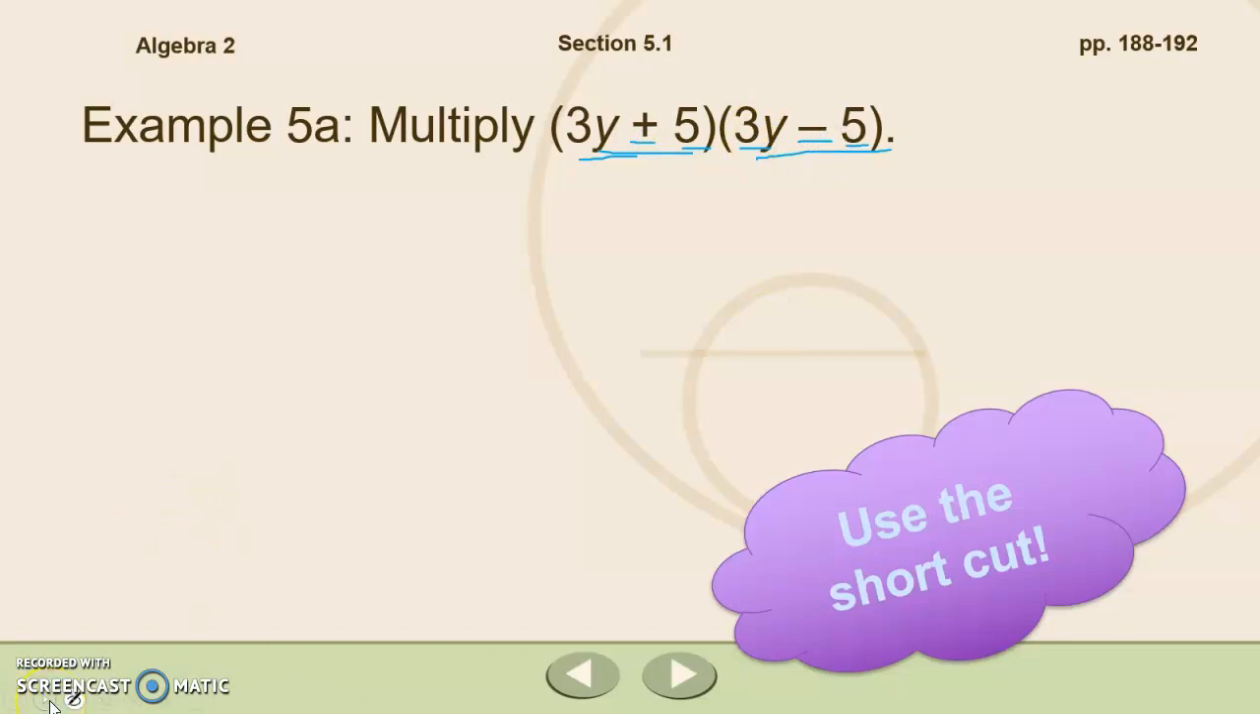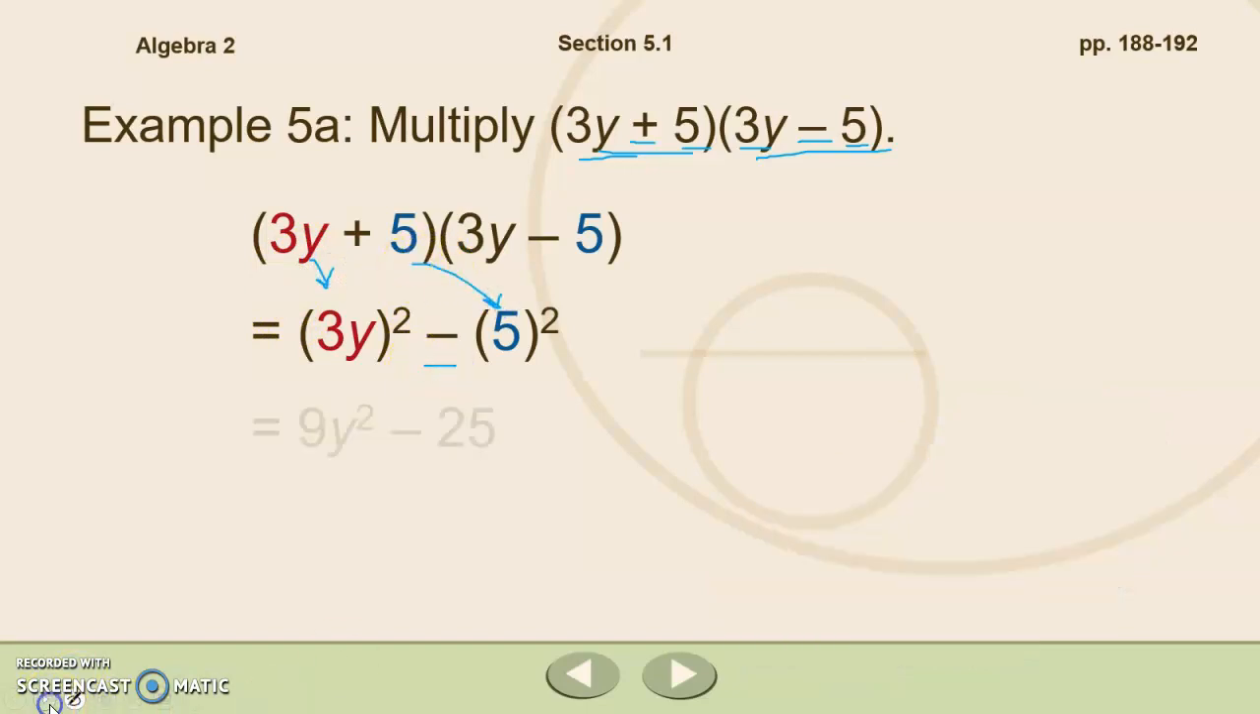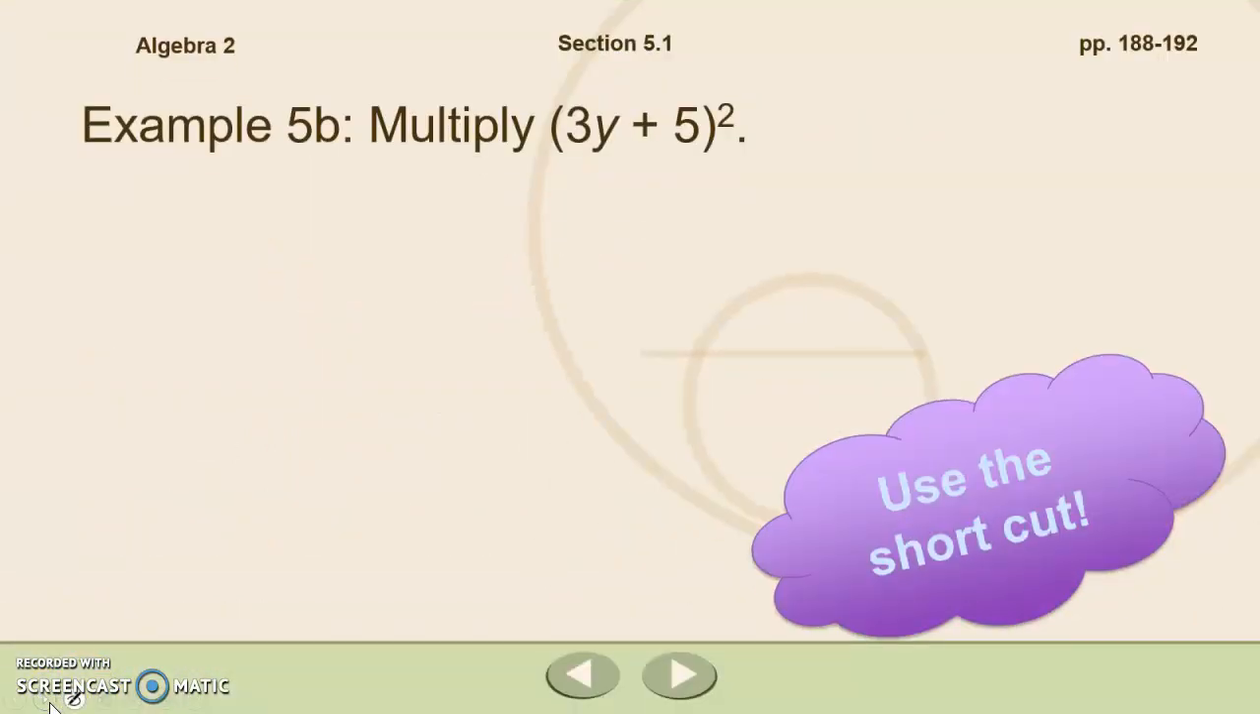Let's use our shortcut here, product of conjugates, which says that a plus b times a minus b equals a squared minus b squared. So a squared is 3y squared minus our b term, which was 5 squared, we end up with 9y squared minus 25. Again, if we were to multiply that out using FOIL, we would see that our outside and our inside terms would both be 15y. One would be positive and one would be negative 15y, so they cancel each other out, which is why that shortcut works.